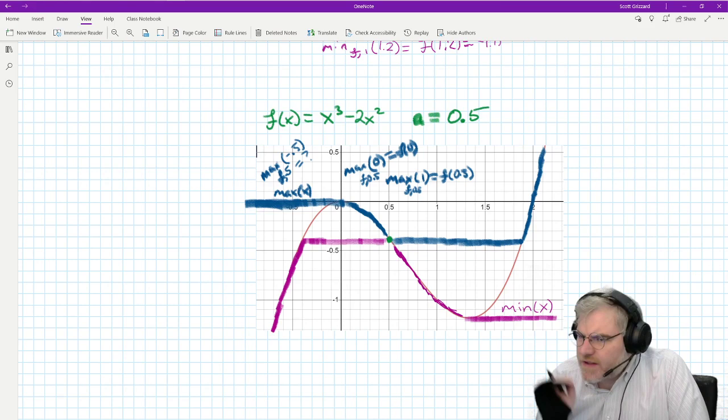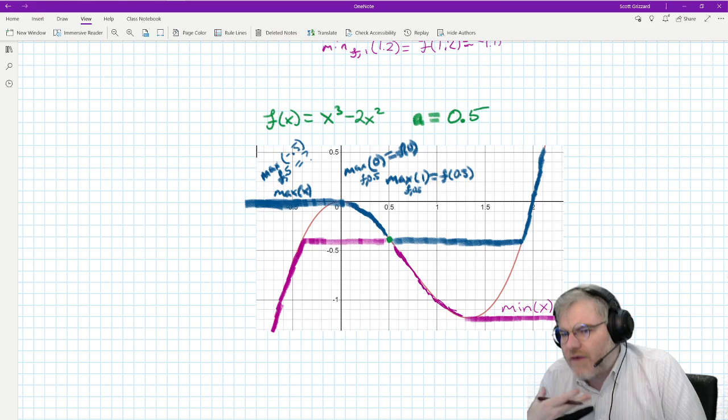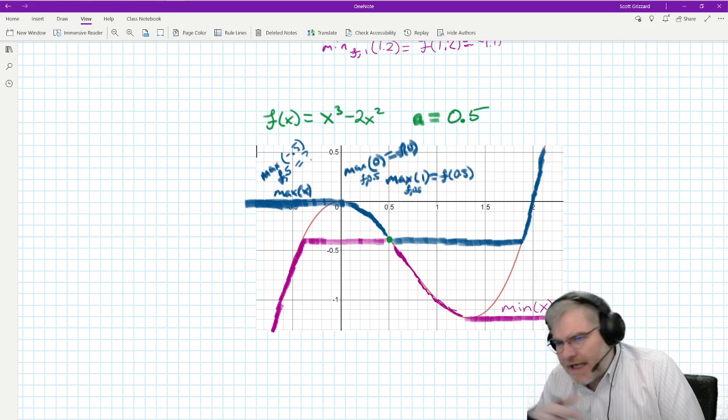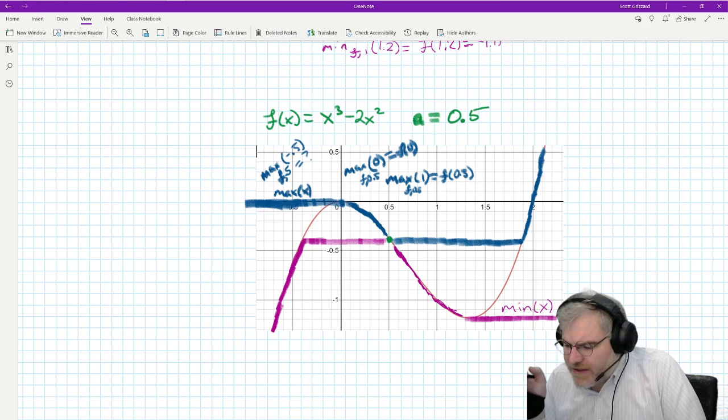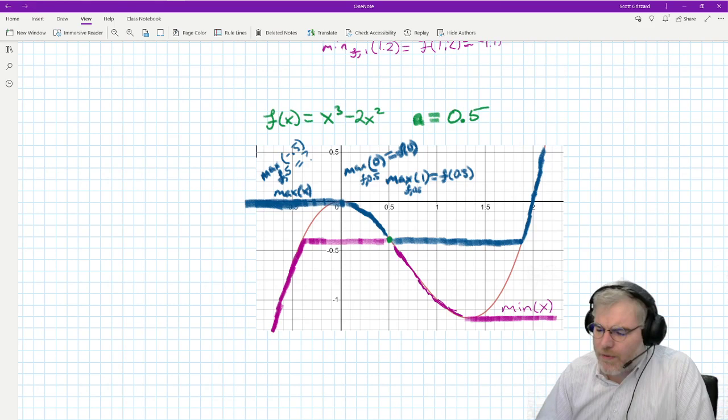But remember, this is a function about a function. It's a function about a picture, as a matter of fact. And I wouldn't ask you to do these algebraically. They're a pain in the neck to do algebraically. But graphically, there's some really cool stuff going on here. So this function has two very cool properties.